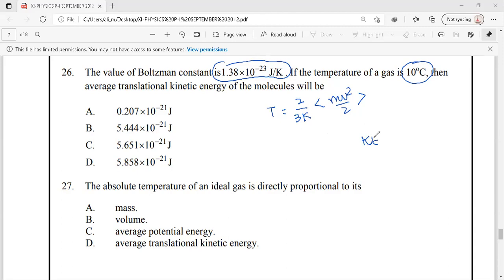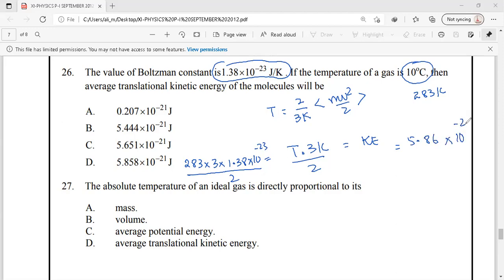So for the kinetic energy, our formula becomes T × 3K divided by 2. The temperature in degrees centigrade becomes 283 Kelvin. Let's substitute the values: 283 times 3 multiplied by the Boltzmann constant 1.38 × 10^-23, divided by 2. By solving this expression, we get 5.86 × 10^-21 joules. So the correct answer is option D.